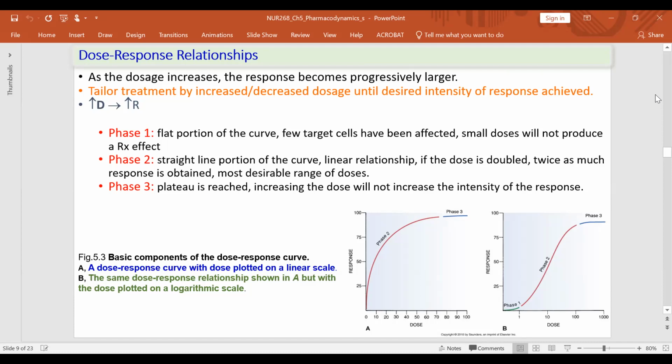Phase one, the flat portion of the curve. Few target cells have been affected, so small doses will not produce a therapeutic effect. At phase two, the straight line portion of the curve, there is a linear relationship. So if the dose is doubled, then twice as much response is obtained. If you give 50 milligrams of an antihypertensive drug and double it to 100 milligrams, then you expect double the change in response.